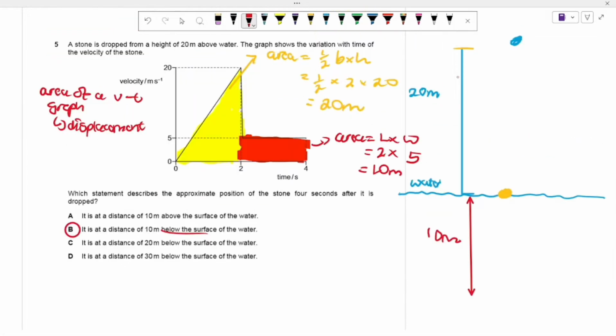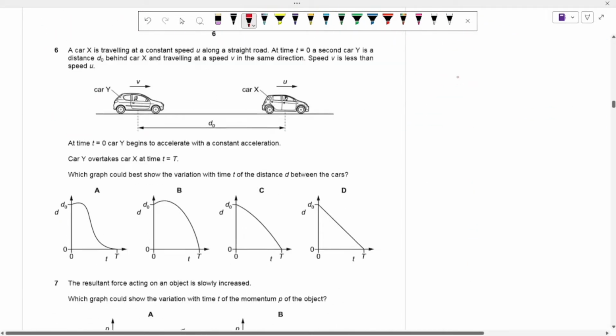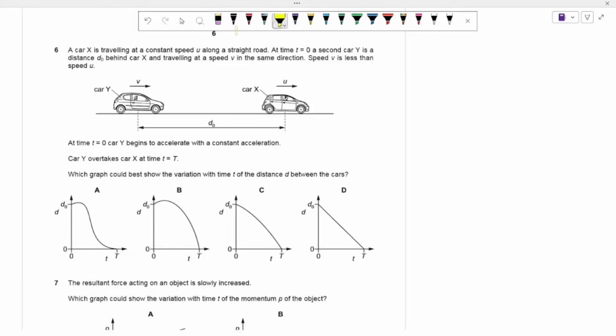For question number 6, we're given 2 cars, car X and car Y, right? We've been told that the second car Y is a distance d0 behind car X and traveling at a speed v in the same direction. Then the speed of this car, v, is actually less than the speed of u. At time t equals 0, car Y begins to accelerate, but the acceleration is constant. Car Y overtakes car X at time t equals T. Which graph shows the variation with the time t of the distance d between these two cars?